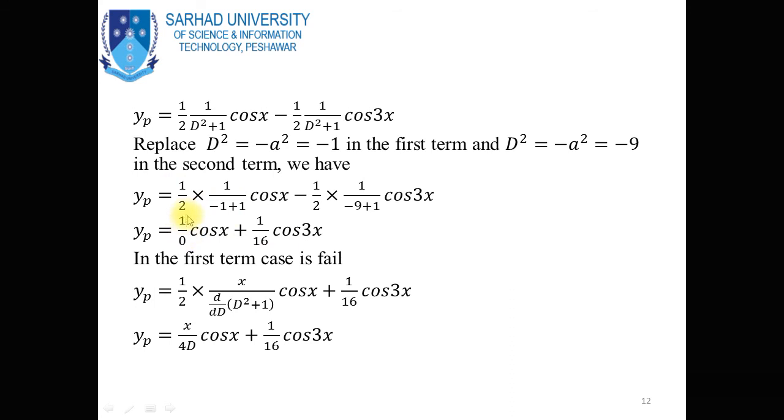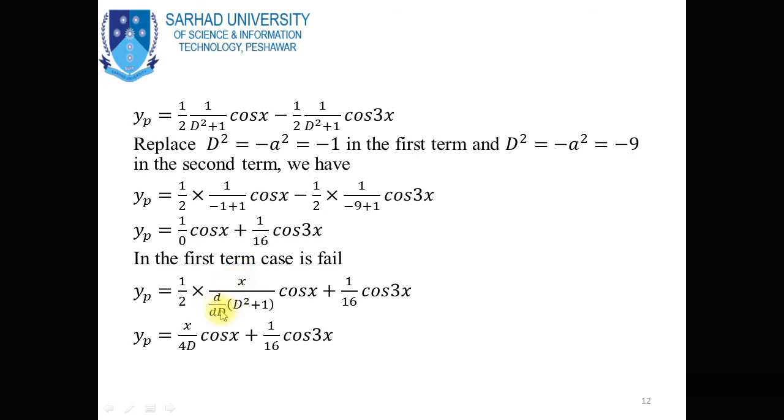Now the first term is equal to 1 over 0. This is the fail case. Now in the first term, the case is fail, so take the derivative of D^2 + 1. We obtain 2D, and 1/2 multiplied by 1/(2D) is 1/(4D), and the derivative of 1 is 0, multiplied by cos x, plus 1/16 cos 3x, since -1/2 multiplied by 1/(-8) is 1/16. Now 1/D means integration, so after the derivative of D^2 + 1, we write x out of this operator.